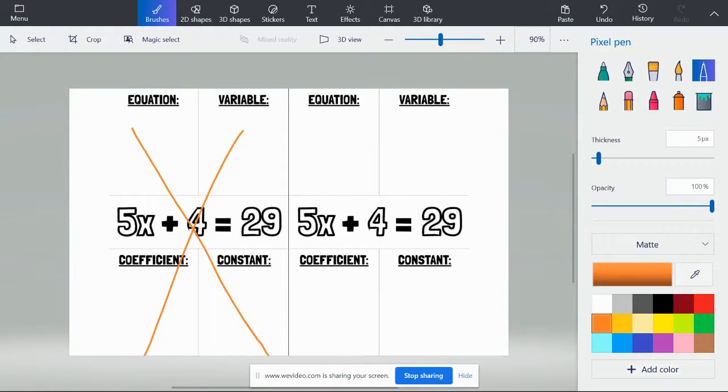An equation, all it is, is two math expressions, in my beautiful handwriting, that are set equal to one another.